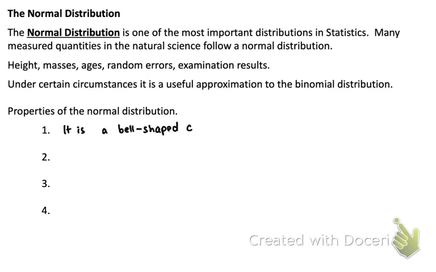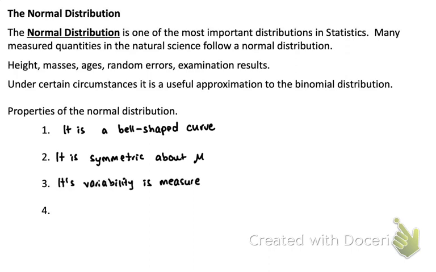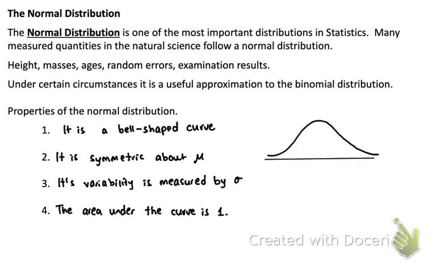The first one is that it is a bell-shaped curve. The next property is that it is always symmetrical about mu, or the mean of the data set. Next, we know that its variability is measured by the standard deviation. The symbol that you see on the screen here is sigma. And then lastly, the area under the curve is equal to 1, and the area under the curve represents the probability.